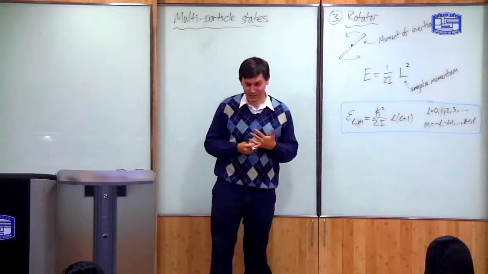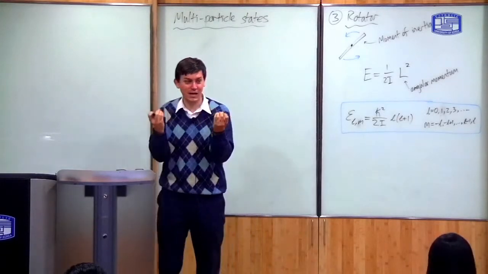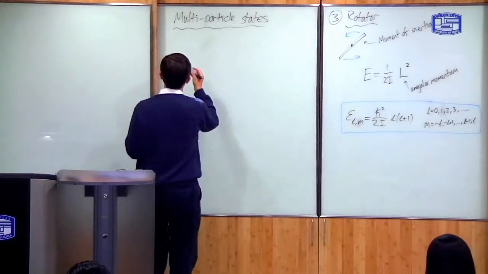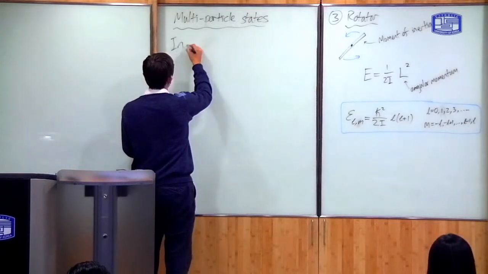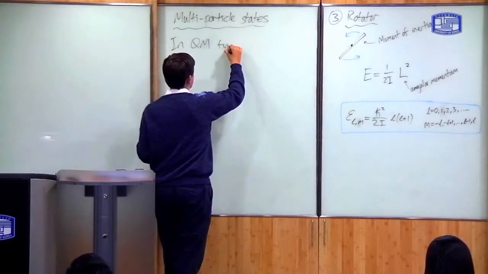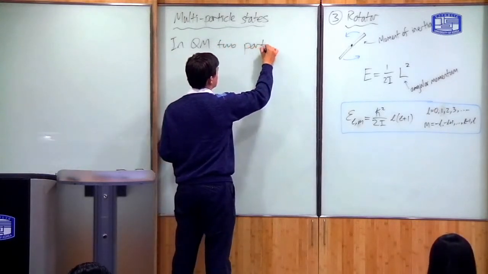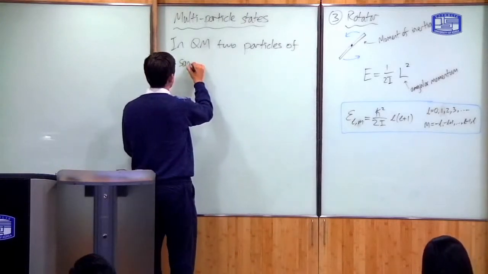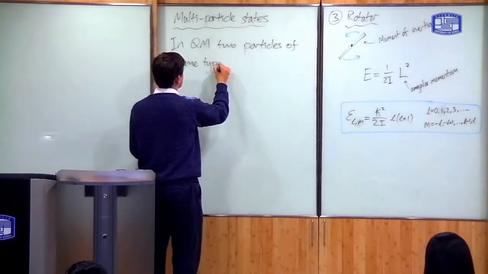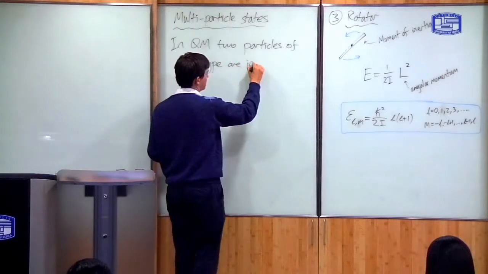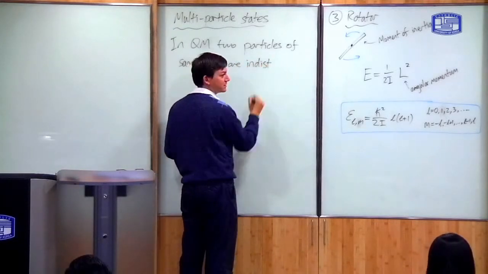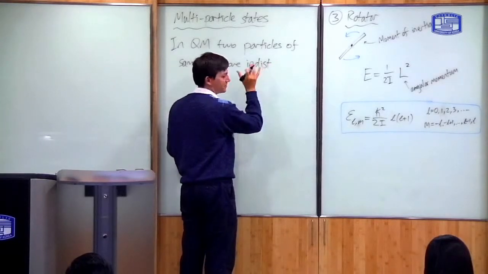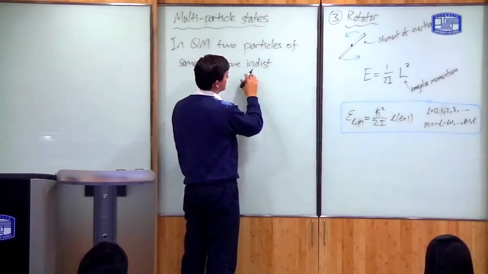Now in quantum mechanics, if I have two particles of the same kind, then they are indistinguishable. That means I can't tell them apart. So in quantum mechanics, two particles of the same type are indistinguishable. We introduced this term last class, talking about combinatorics. It means that they can't be told apart. You can't tell which is which.